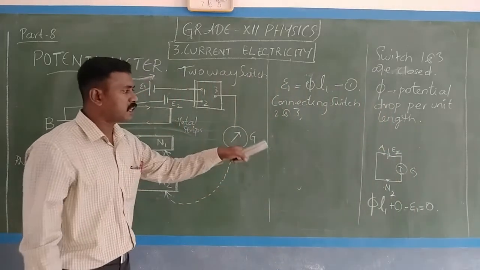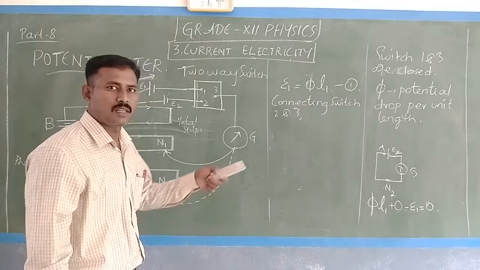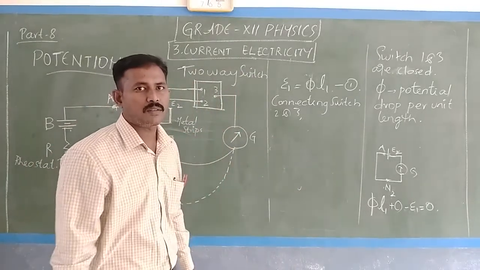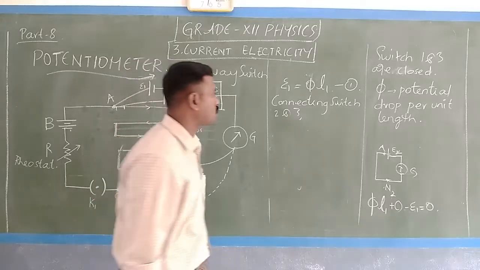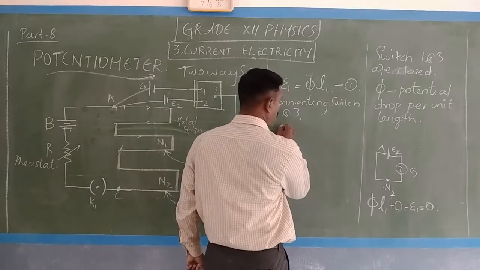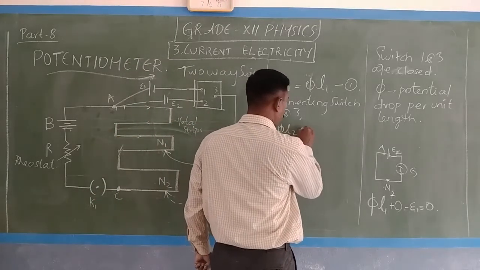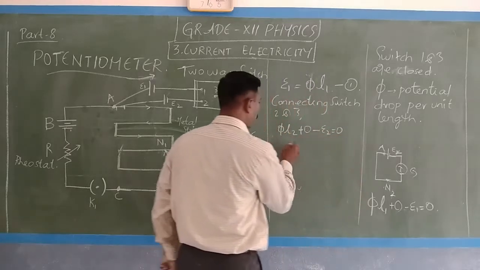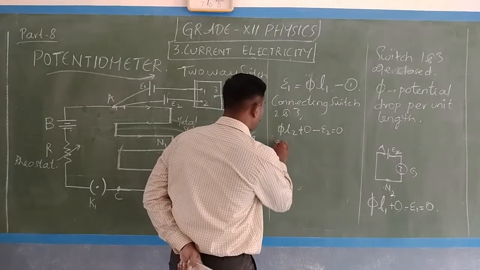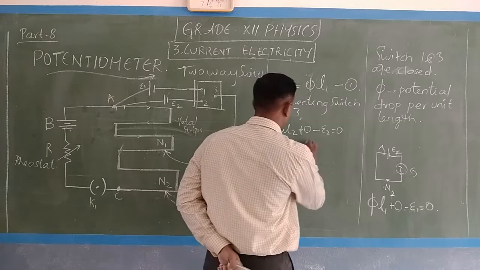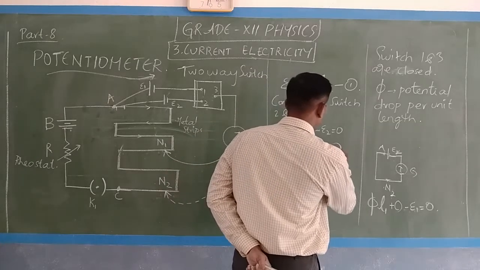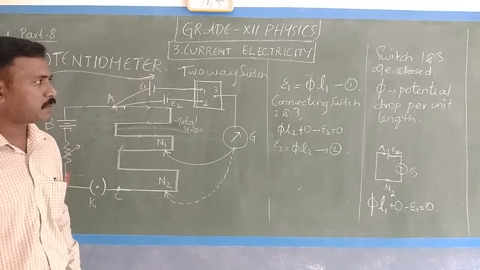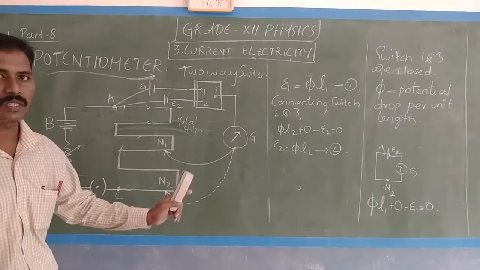What do I do for this? The same, I am applying Kirchhoff's rule. In the closed loop, the sum of all the voltage drops is equal to 0. That is, phi L2 plus 0 minus E2 equal to 0. Now I am rewriting this. I will get E2 equal to phi L2. This is the second equation. It is better if you pause the video and copy it once.